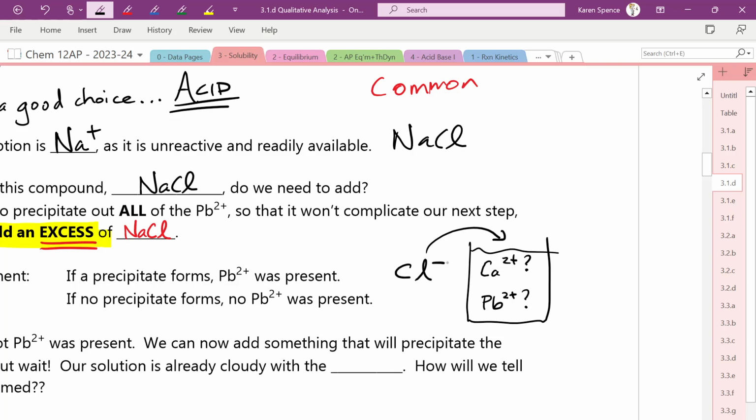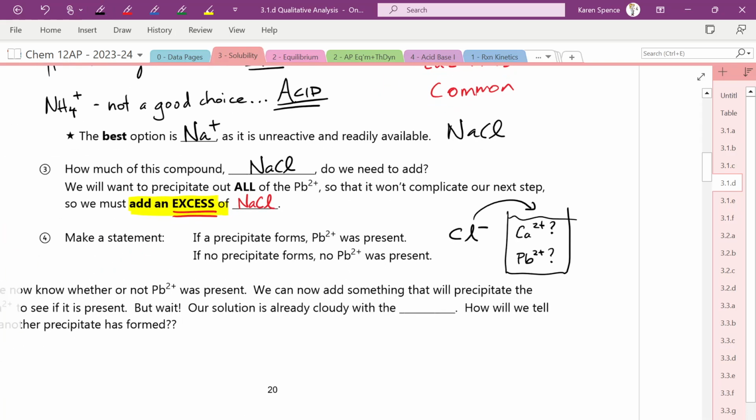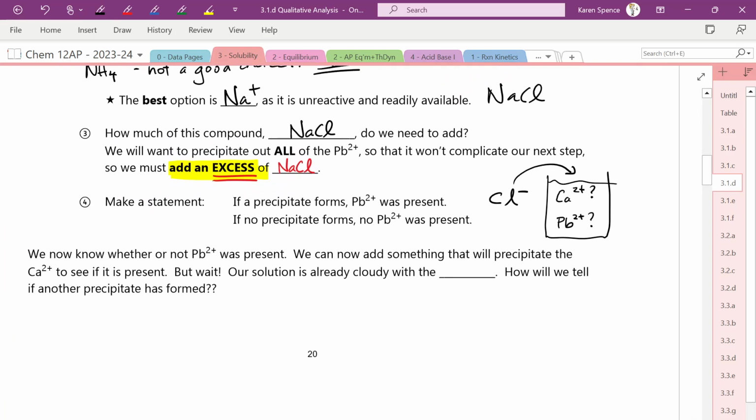What are the possibilities? What two things could happen? You form a precipitate or you don't form a precipitate. If you form a precipitate, what does that tell you? There was lead. If there's no precipitate, it tells you there was no lead. It doesn't tell you there's calcium. You have one or the other or both. You have to confirm the calcium. Well, I suppose it could have none. Now we know whether or not lead was present.